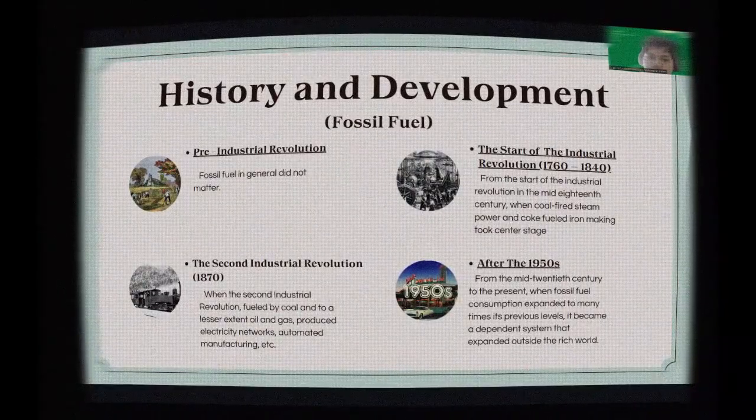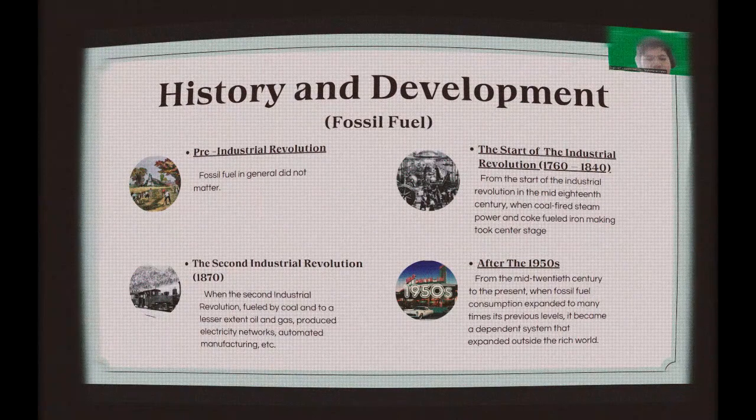The next stage of history after the pre-industrial revolution is the start of the industrial revolution. This is when steam power was used, and when coke-fueled iron making took center stage. The next stage is the second industrial revolution. This is when oil and gas started being used. In addition to that, electricity networks and automated manufacturing started to take place.